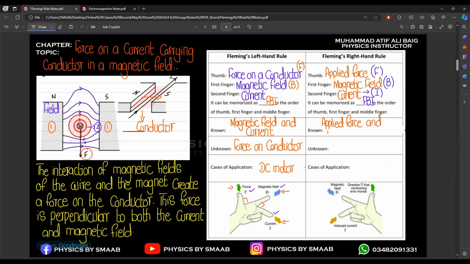magnetic field. So these quantities are known quantities, and for the unknown quantities we have induced current. So in result we are getting the current, so that current is the unknown quantity basically. And this concept we will discuss in AC generator.